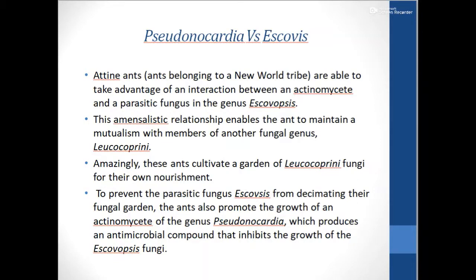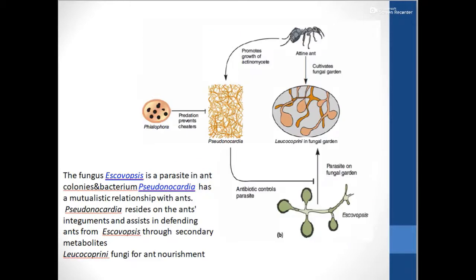Now, another classical example of amensalism is noted in the case of attine ants. These ants belong to the New World tribe and they take advantage of an interaction between an actinomycete and a parasitic fungus in the genus Escovopsis. Attine ants have an amensalistic reaction which is used to control the growth of a parasite. If you look at the ant environment, I'll show you a picture, then it is more clear.